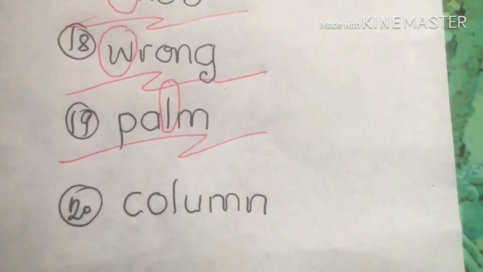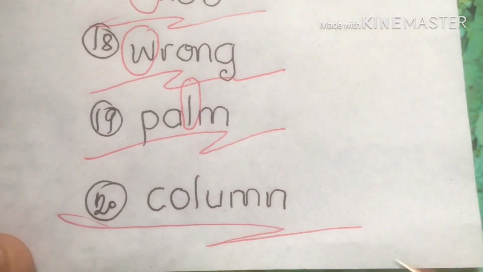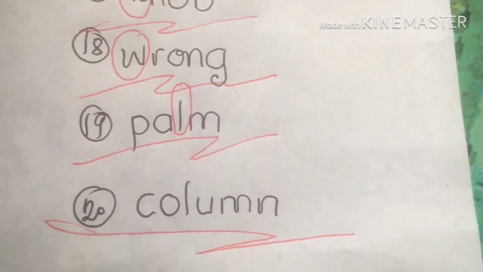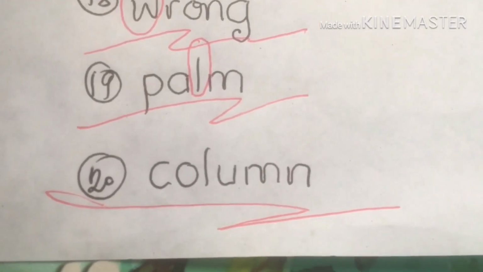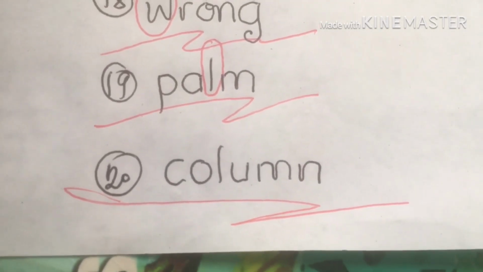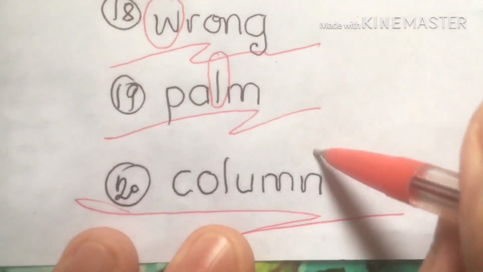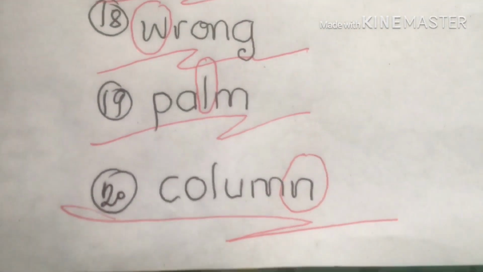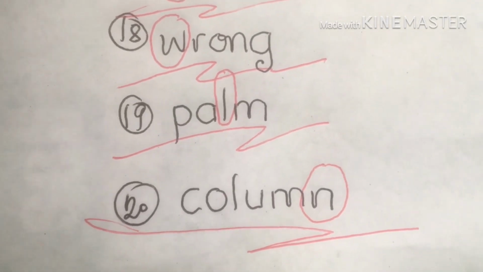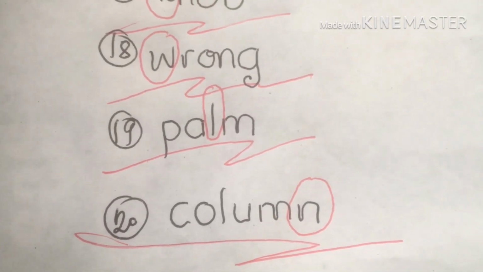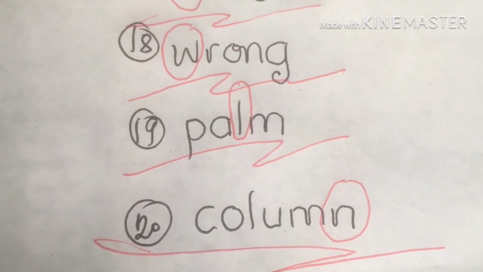The last but not the least is the word "column". When we say the word "column", class, what is the silent letter of that particular word? "Column". So I'm not emphasizing the letter N. And that is why silent letters, we consider that as a very important topic in English.